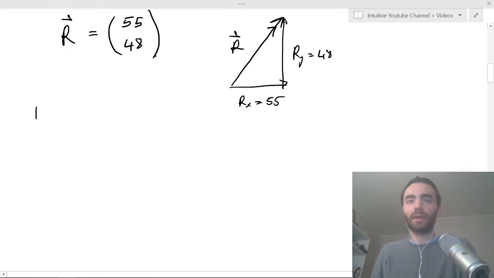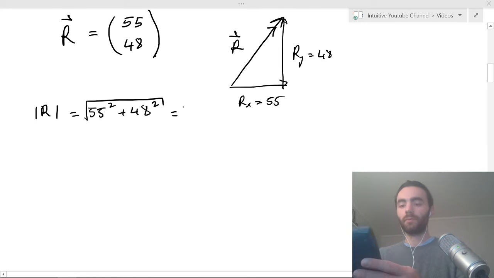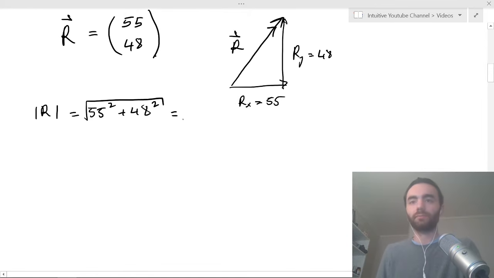So if we want the magnitude of this, well, this is just going to be from Pythagoras' theorem. The hypotenuse squared equals 55 squared plus 48 squared. So we could say it's just the square root. So we can do that, and we're going to get 73 newtons. Okay, so the magnitude of R is equal to 73 newtons.